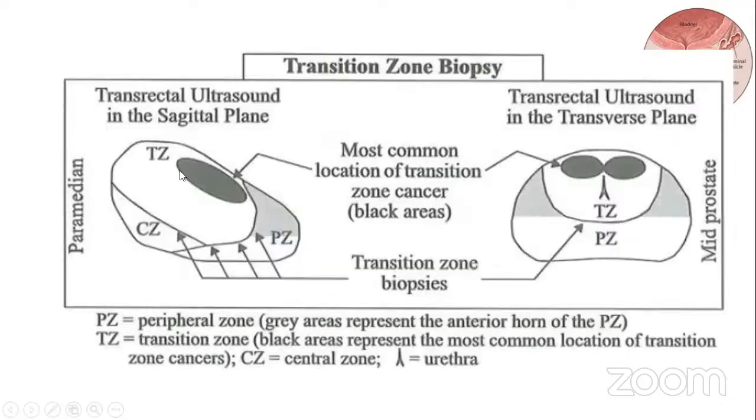This is transitional zone biopsy, as you see here. So this is transrectal ultrasound in the transverse plane, and this is transrectal ultrasound in the sagittal plane. This is sagittal like this, and this is transverse plane like this. The most common location of transitional zone biopsy is the black area here.